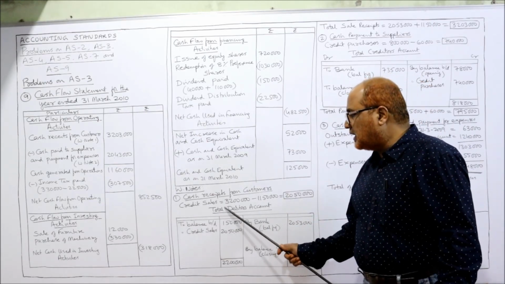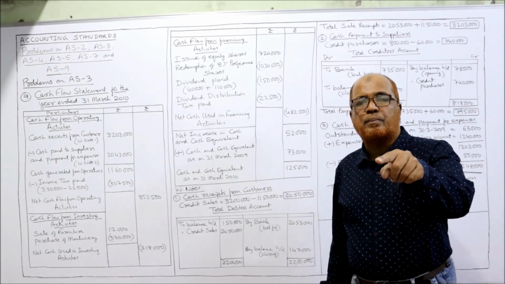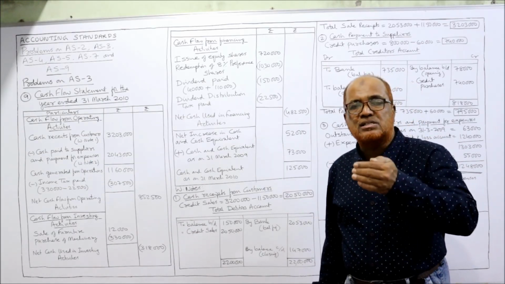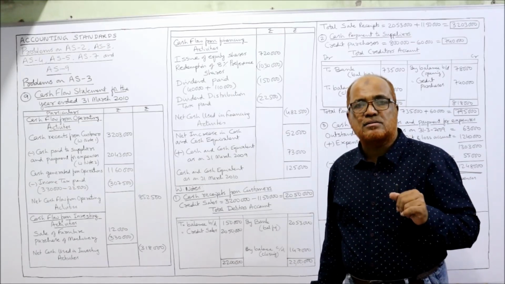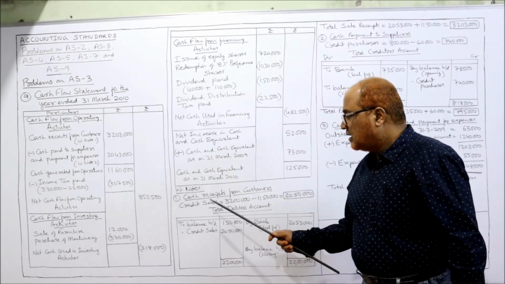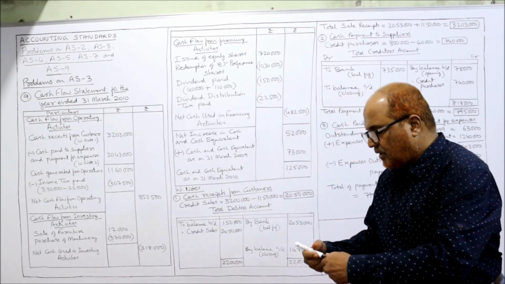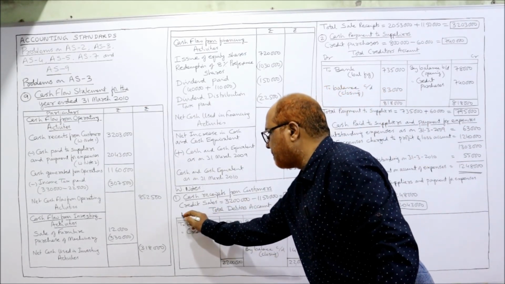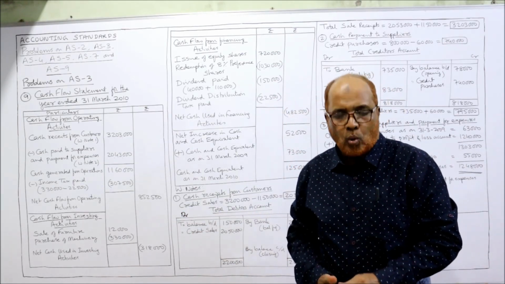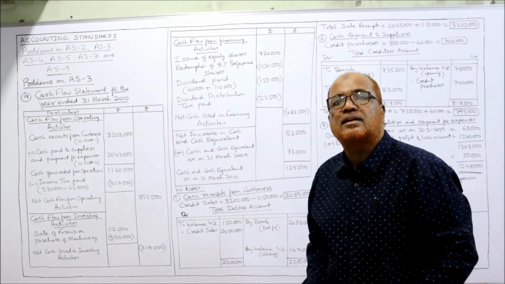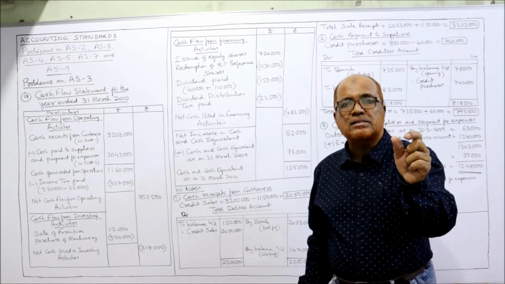Now we make the total debtors account. This total debtors account is prepared to find out cash received from debtors. How much cash is received from debtors? How to calculate? Total debtors account, debit side and credit side. This is the debit side and this is the credit side. Now in the problem, opening debtors and closing debtors are given. Remember, debtors will show a debit balance.